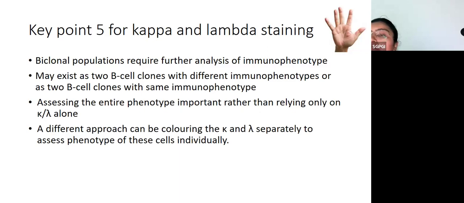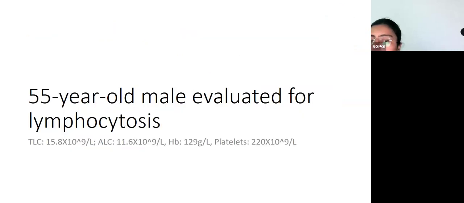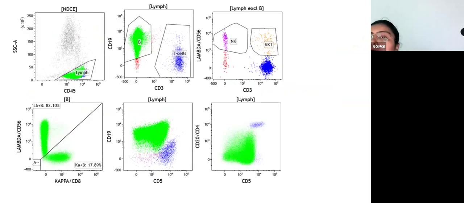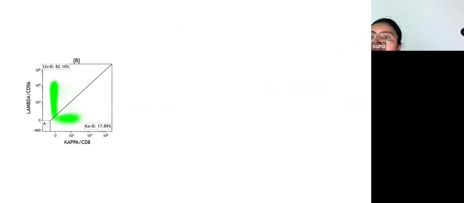So a different approach is if you color the kappa positive B cells separately, lambda positive B cells separately, then also you may see this. So let us see how that approach will look. So this was a 55-year-old male evaluated for lymphocytosis. And if you look at this, you have your B cells over here and you have kappa and lambda. Overall, I've given you percentages here. So lambda appears to be much more than kappa. Lambda is 82%, kappa is 17%. So definitely you have lambda clonal cells. Why? That 0.3:1 value will be fulfilled. However, let us see what happens when we color these two separately.